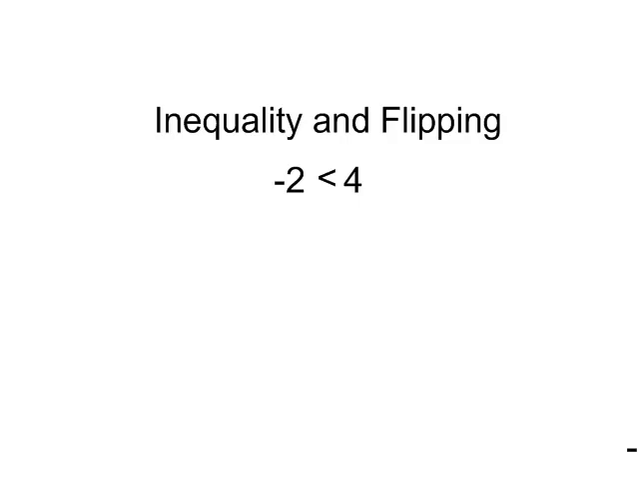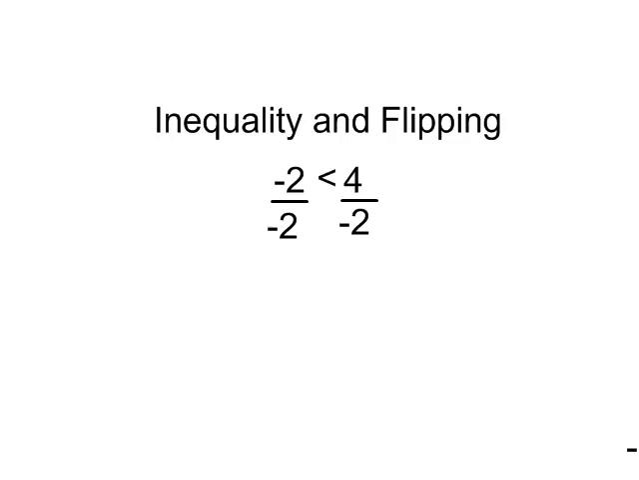Now we're going to have a little lesson on inequalities and flipping of the inequality sign when we're dividing or multiplying by a negative. I'm just going to start out with a statement that everybody can agree with, which is that -2 is less than 4. So if I wanted to do some manipulations around this inequality sign, say I was dividing both sides by -2, which I can do.